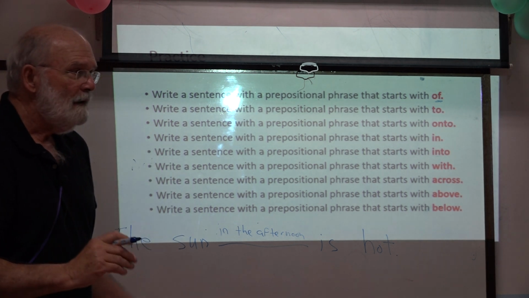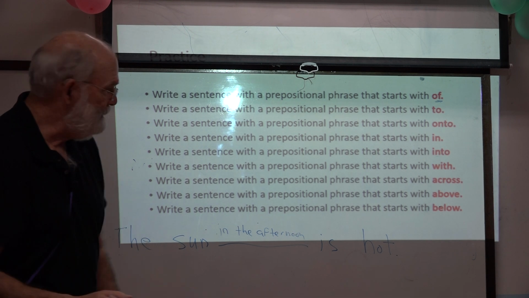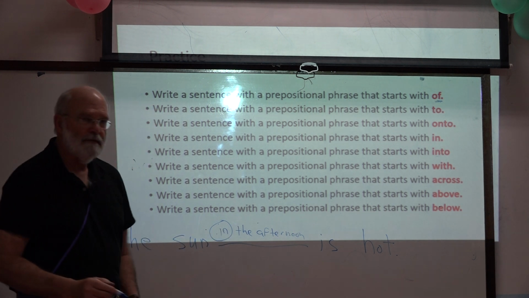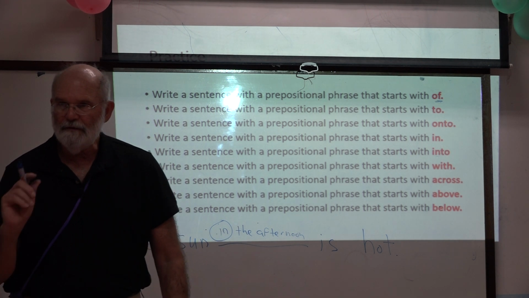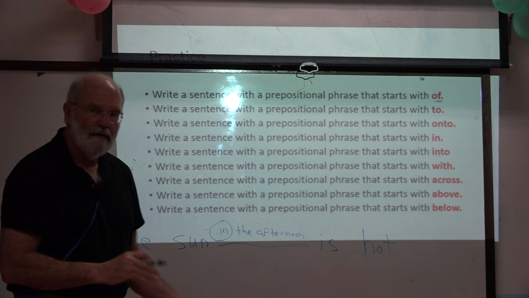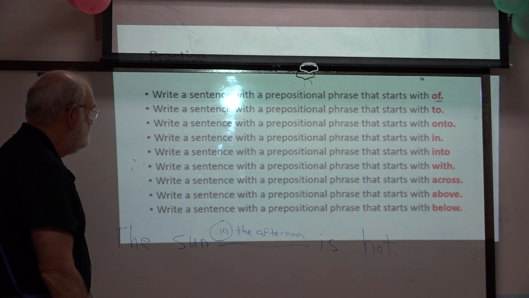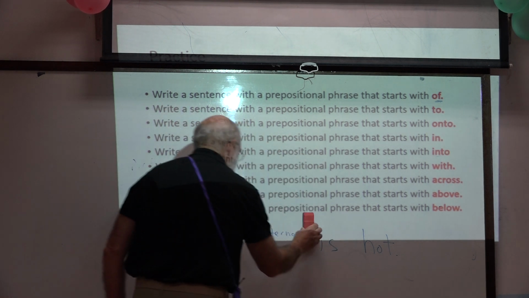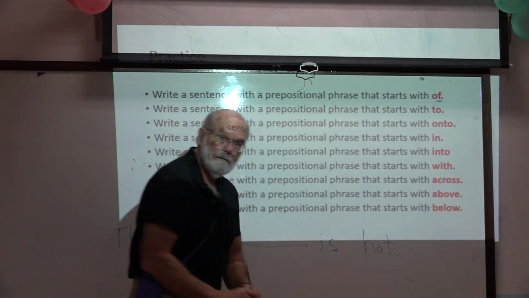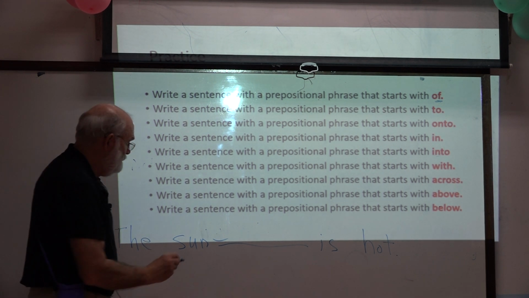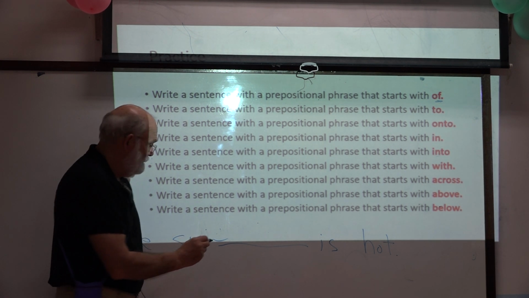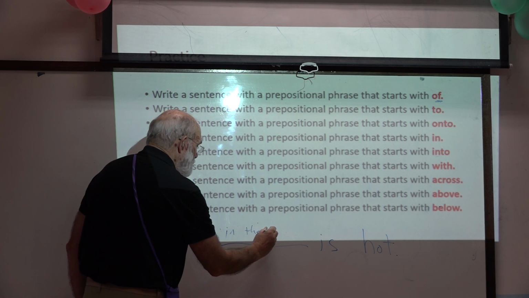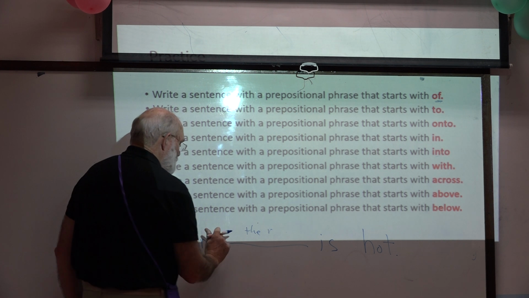Correct. See, we've added meaning to the sentence with the prepositional phrase in. And notice here we would not say the sun into the afternoon. We would say the sun in the afternoon. Into would mean that we're going inside someplace. Into the room is hot. The sun in the room. Into the room. Oh, the sun into the room.